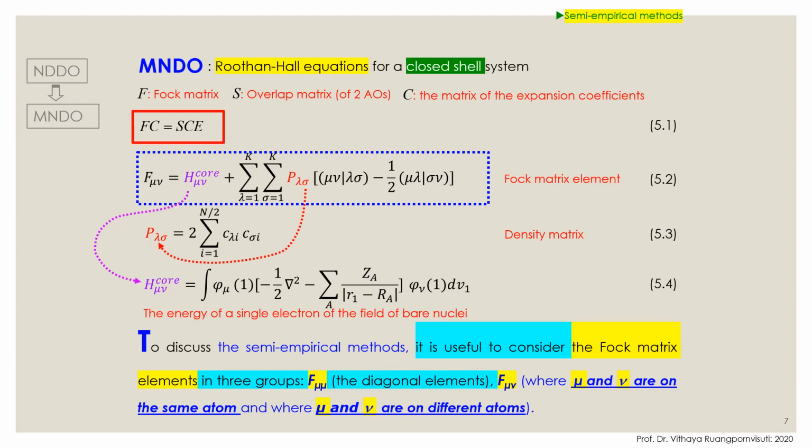To discuss the semi-empirical methods, it is useful to consider the Fock matrix elements in three groups. The first, F mu mu, which are the diagonal elements. The second, F mu nu, where mu and nu are on the same atom. And the third, F mu nu, where mu and nu are on different atoms.